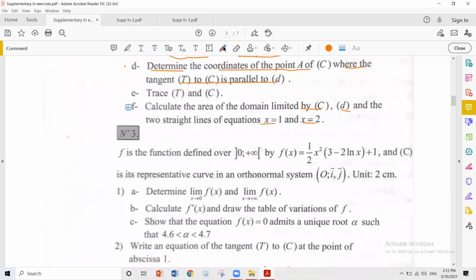Problem 3. Let f be a function defined over 0 plus infinity by f(x) equals half x squared times 3 minus 2 ln x, plus 1. Its representative curve in an orthonormal system O, I, J. C is the representative curve, unit 2 centimeters.